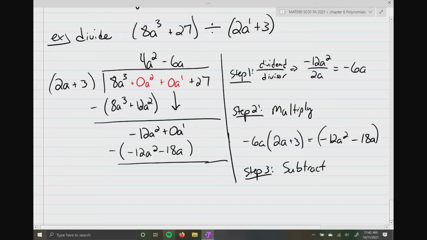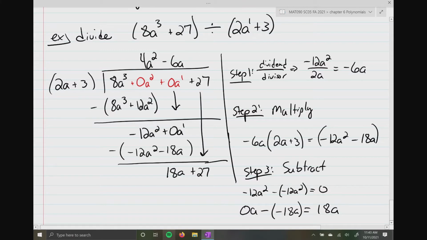How are we looking so far? Pretty good? So now I just subtract. Negative 12a to the second minus a negative 12a to the second is really negative 12 plus 12, which is 0. And then I have 0a minus negative 18a, which is really 0 plus 18. So it's going to be positive 18a. Then I drop down my 27. Process repeats all over again.